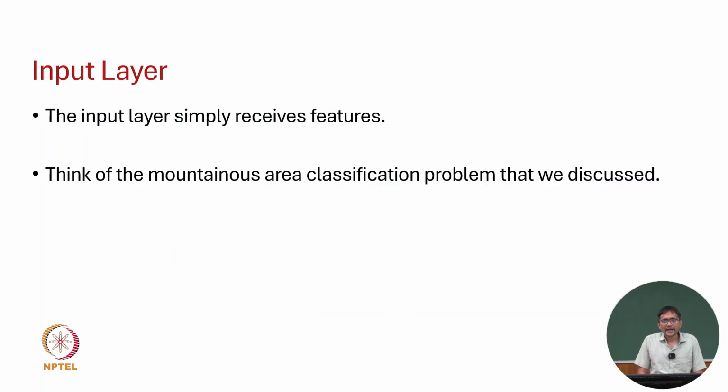So we have the input layer. The input layer simply receives features. So think again of the mountainous area classification problem that we just discussed a few minutes back. How many input features did we have? If I remember well, didn't we have 7 of them? So now think, in this input layer, how many neurons will we have to process this input?